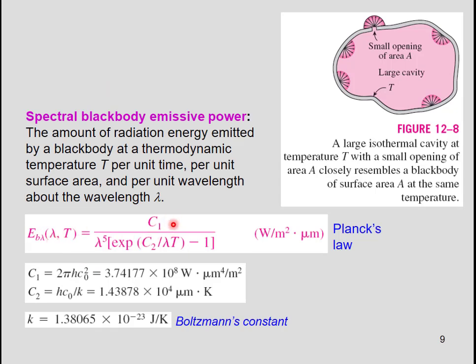It is equal to C1 divided by lambda to the power 4, times the exponential of C2 divided by lambda T, minus 1. C1 and C2 are constants and can be calculated by this equation. C1 equals 2 pi h C0 to the power 2, and C2 is equal to this much. And C0 we introduced in a previous slide, but usually we can just put C1 and C2 in this equation to calculate this spectral black body emissive power.